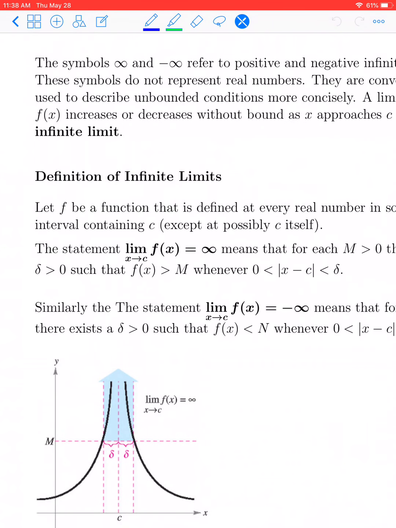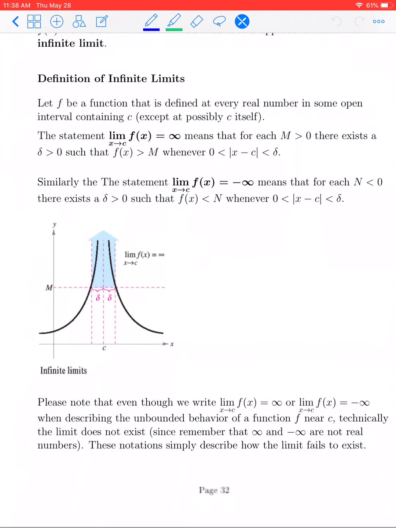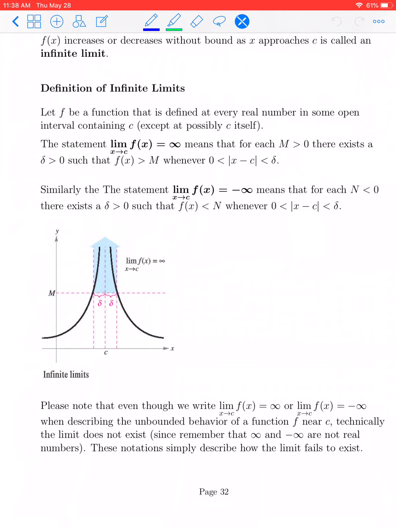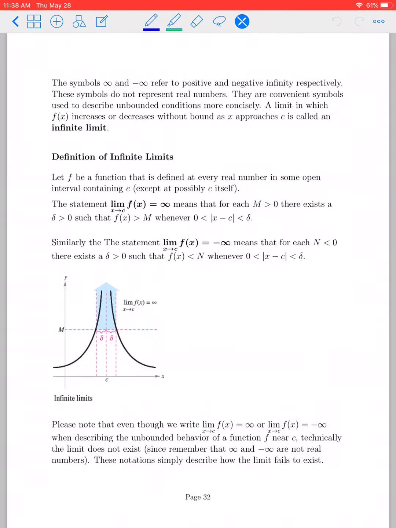Much like how we had the epsilon delta definition of a function approaching a real limit, a number L, we also have the epsilon delta definition of a function approaching either positive infinity or negative infinity. I'll leave it up to all of you to read over this on your own. Again, we are not doing epsilon delta as a point of emphasis.